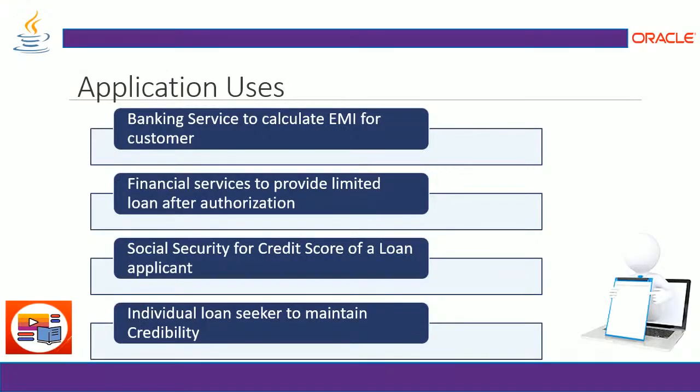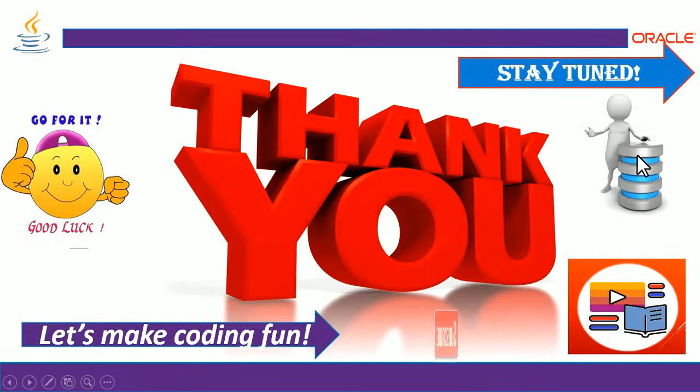Now let's take a look at the usage of these types of applications. When we apply for the loan, the banking service is going to calculate your EMI for the loan applicant. So this is most useful in banking services. Financial services, to provide limited loan after authorization, need to calculate the EMI, how much it is going to be and how much you can afford. Social Security, for credit score calculation, might check the credit score of a loan applicant and individual loan seeker to maintain the credibility.